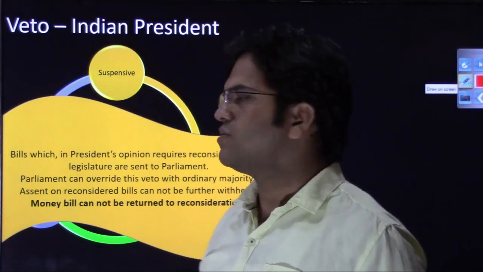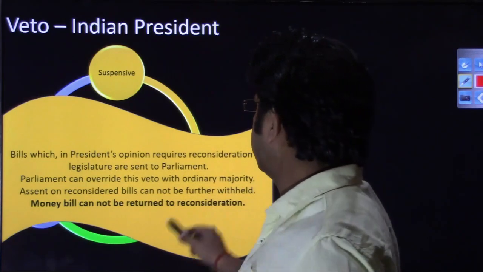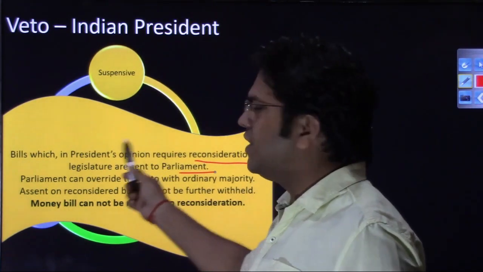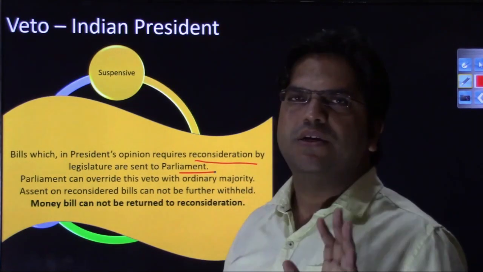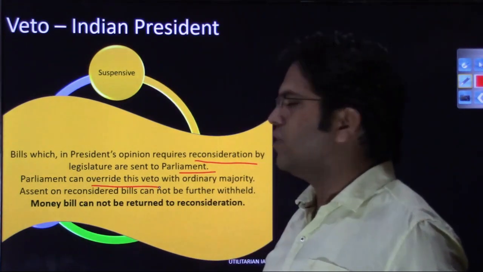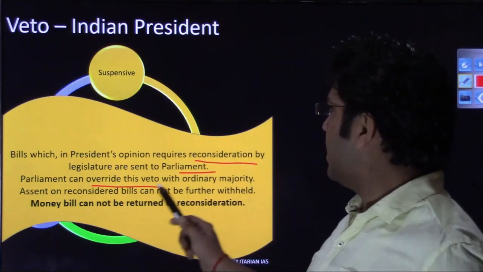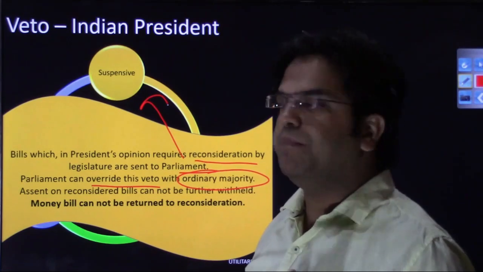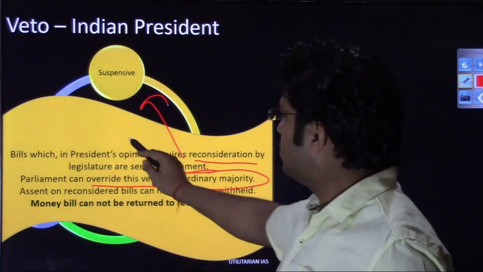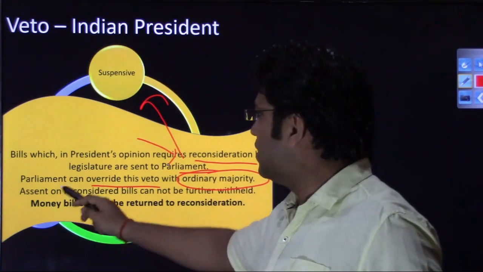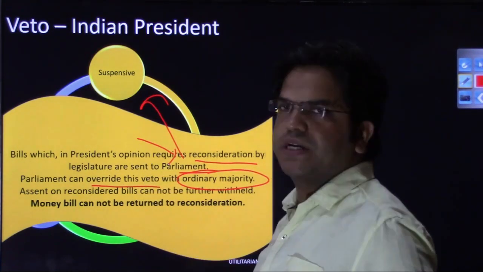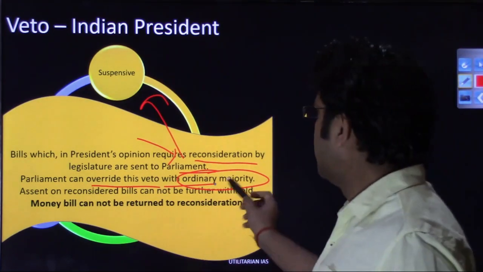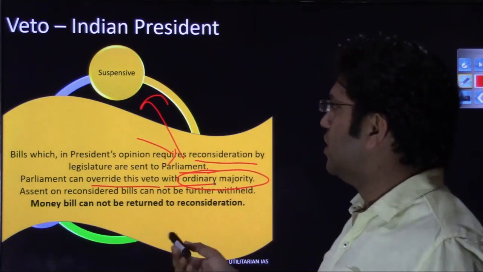If in the president's opinion a bill has to be sent for reconsideration, and he suggests that these changes should be made so that the larger public interest would be served, right? And if Parliament decides whether to incorporate or not incorporate the suggestions, even if they do not incorporate them, what they can do is pass that bill again with only an ordinary majority, no need of a special majority. And if they now send it to the president, he would be bound, meaning he cannot do anything further, once he has already made the suggestion. Irrespective of whether Parliament incorporates that suggestion or not, if Parliament decides to pass this bill with an ordinary majority, the president will have no option but to sign or assent to it.